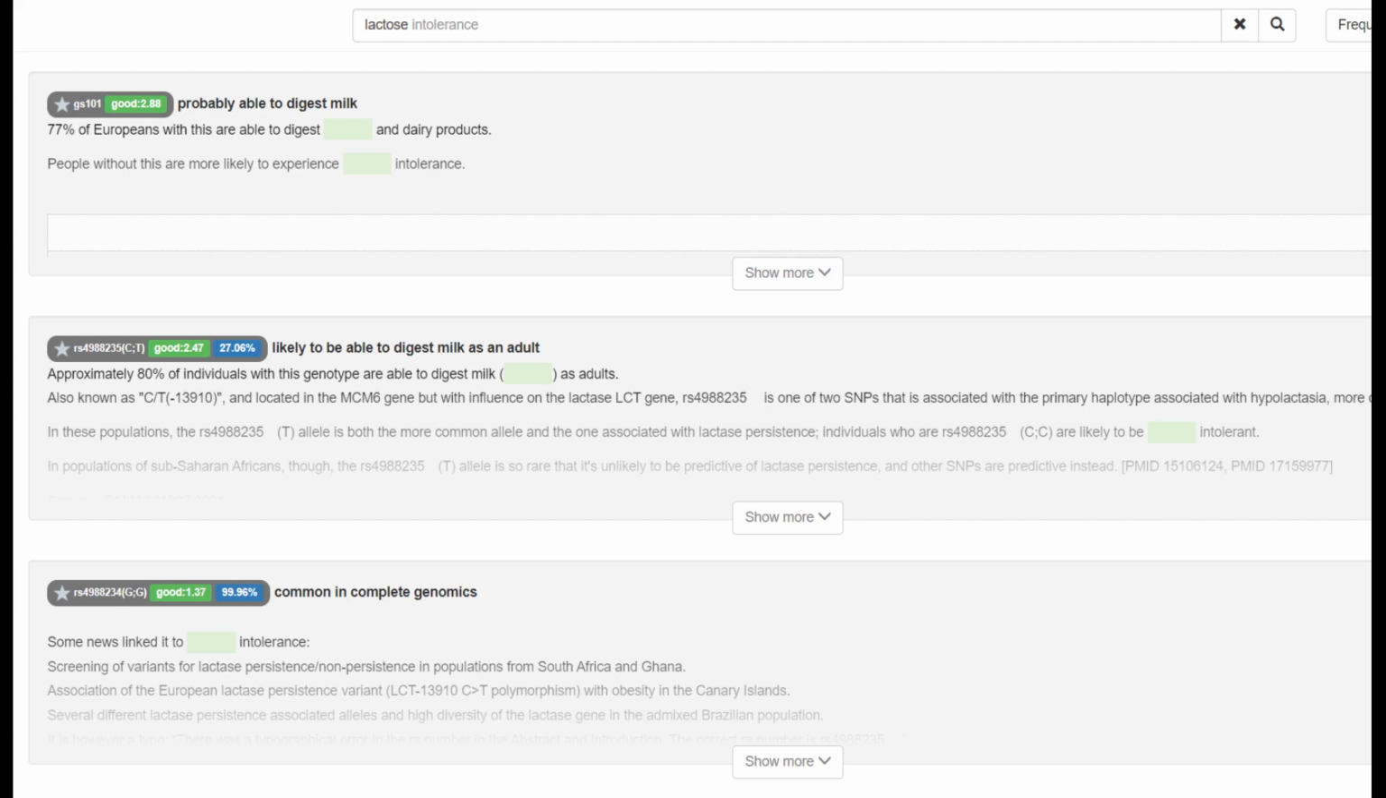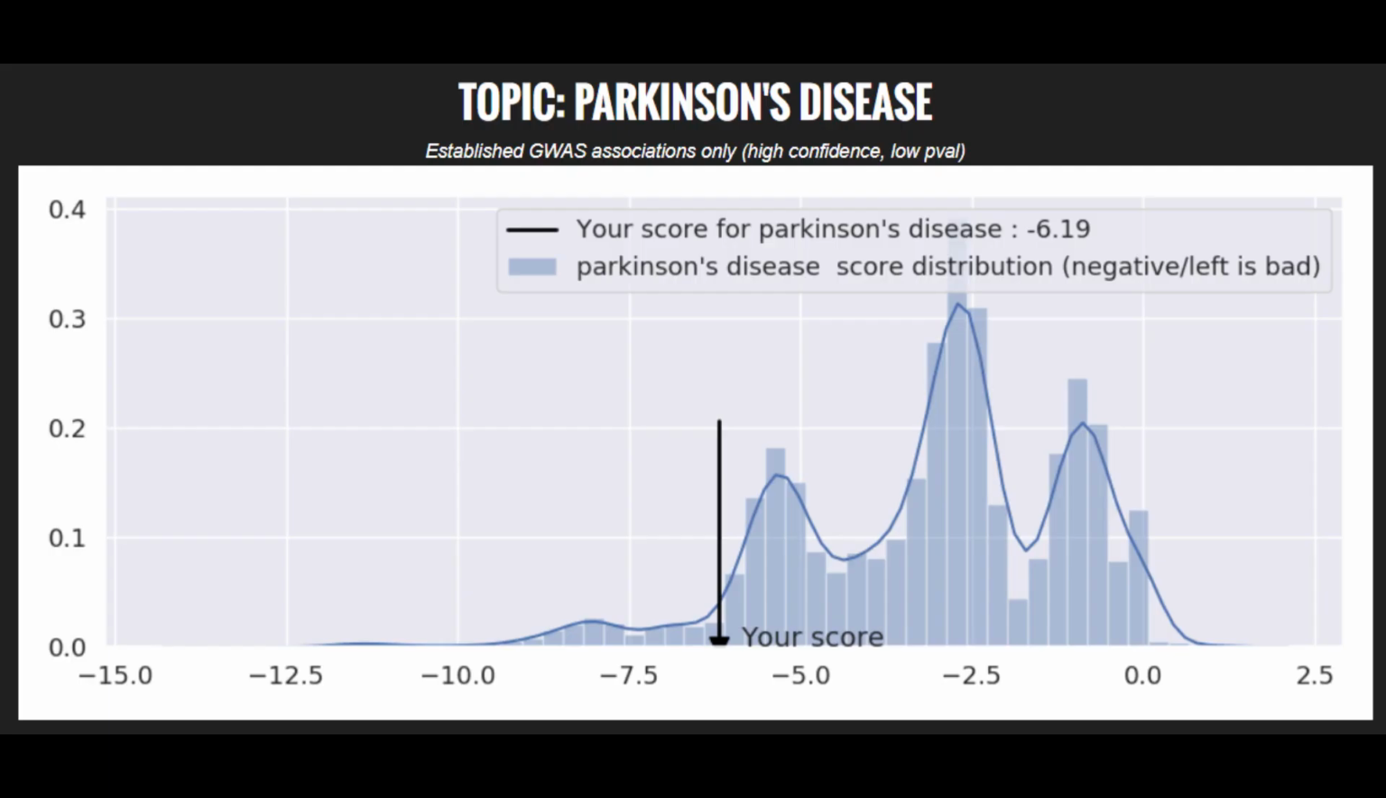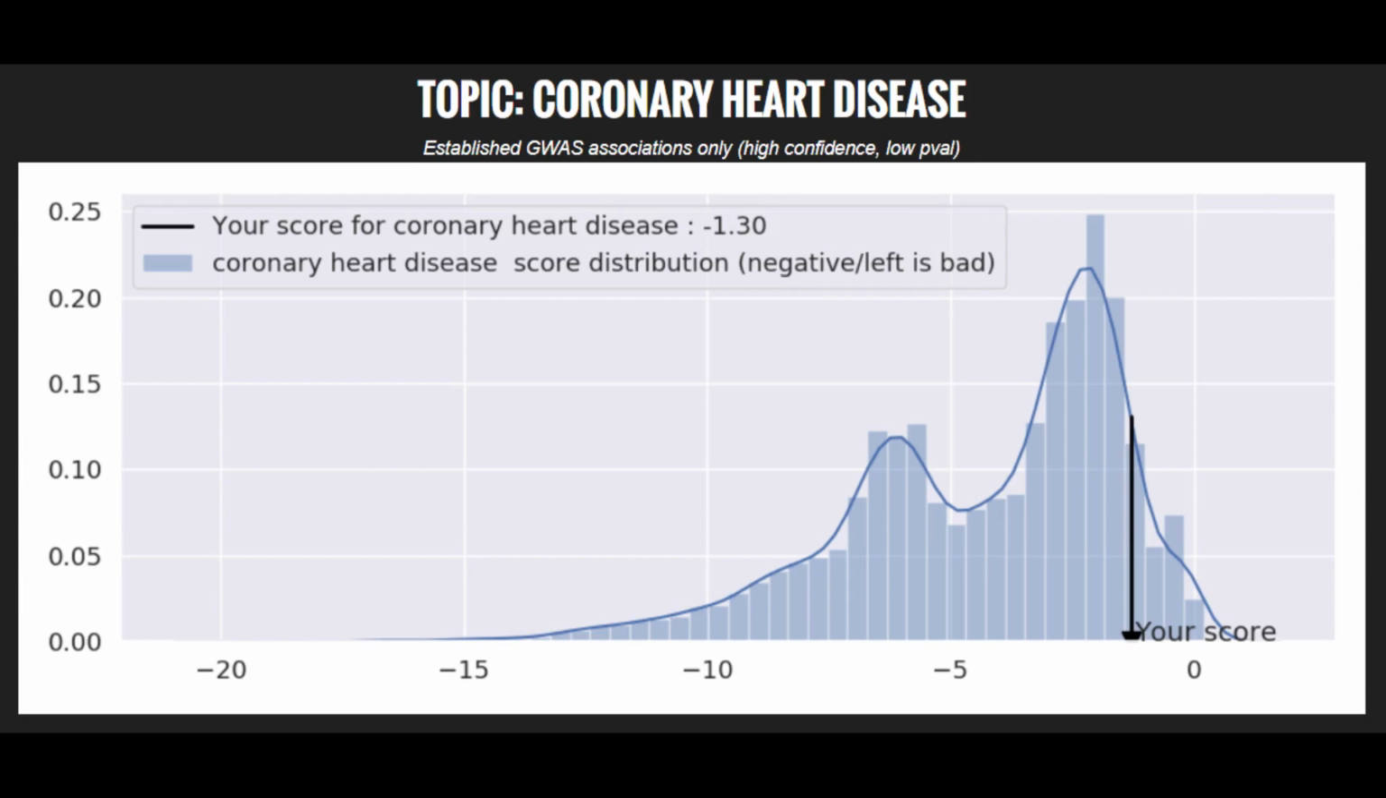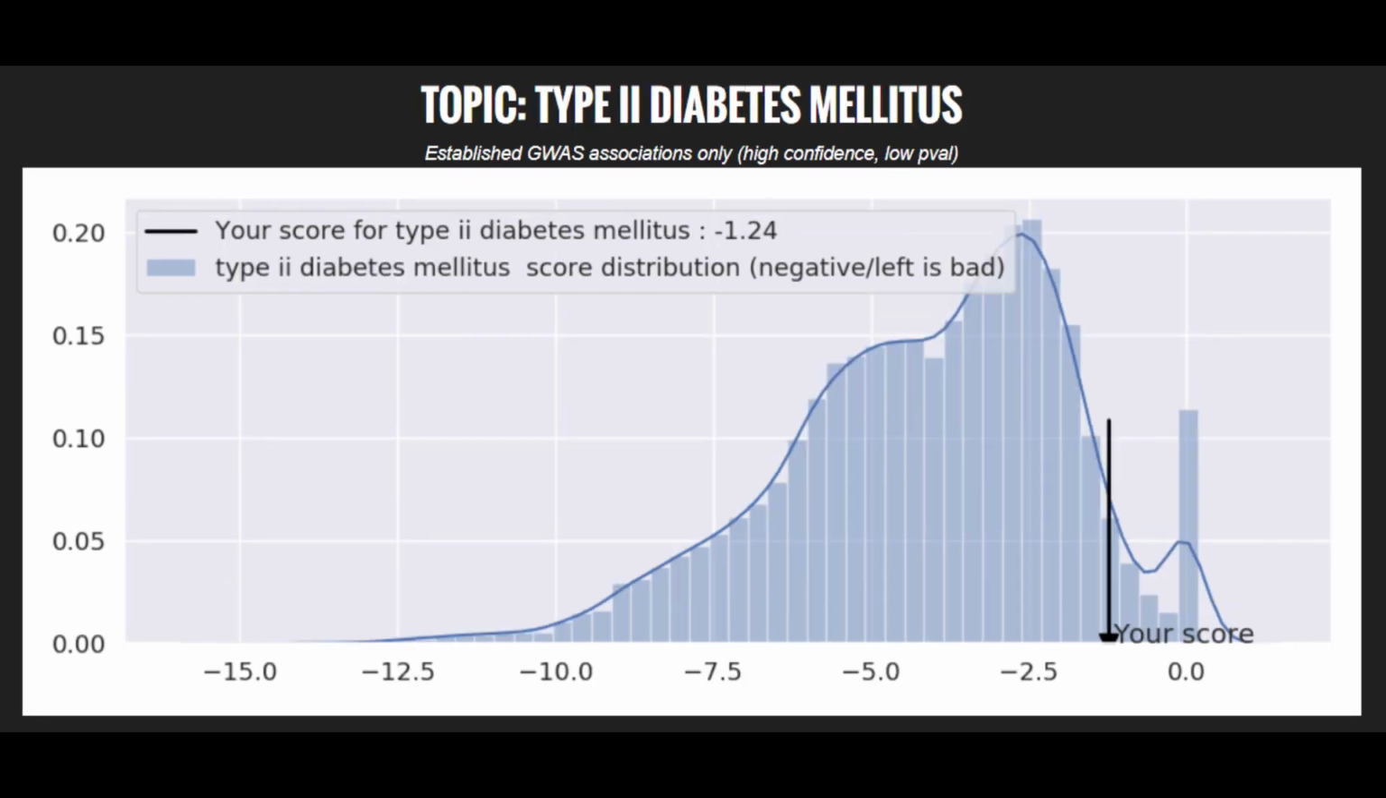It's pretty rare for her ethnicity. Now, when it comes to polygenic traits and illnesses, she has a high risk score for Parkinson's disease. She has an average risk score for schizophrenia. She's got a low risk score for coronary heart disease. She's got a low risk score for type 2 diabetes.